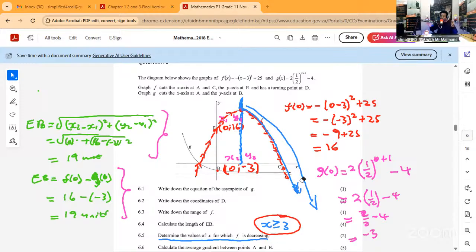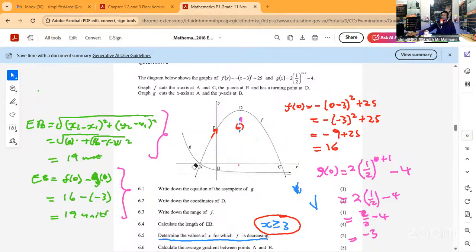But otherwise, we don't have to be guessing it. It's something which we have to be understanding. So I repeat for the last time. For a question like that, when they say determine the values of x where f is decreasing, f is the actual function.